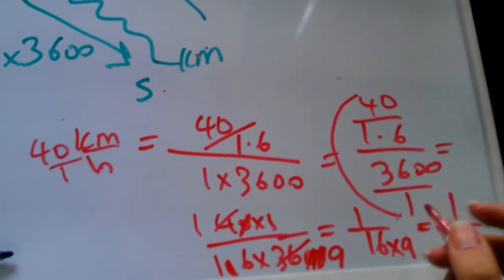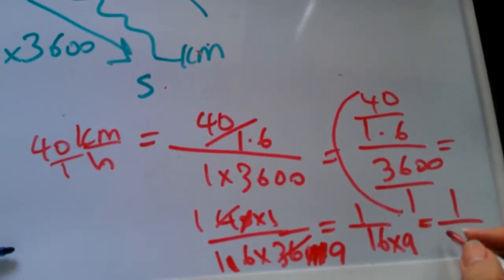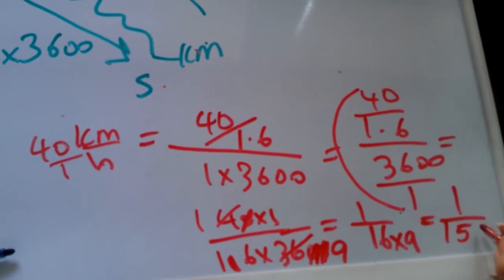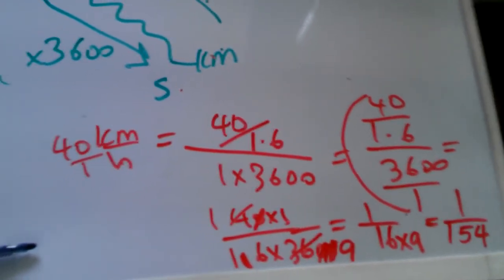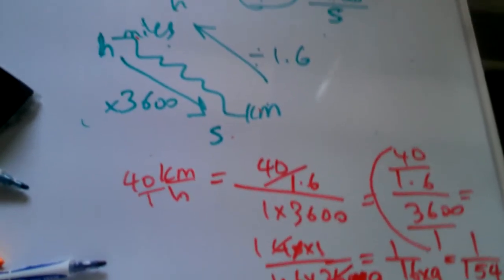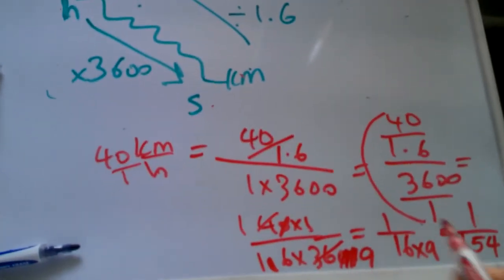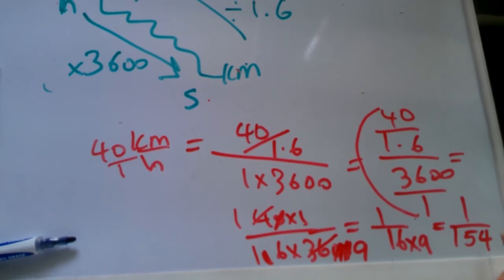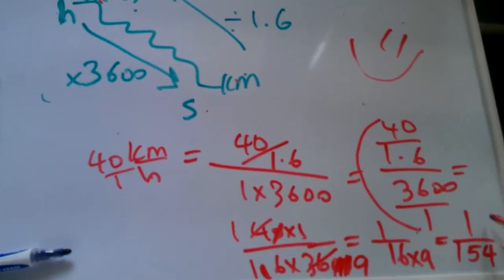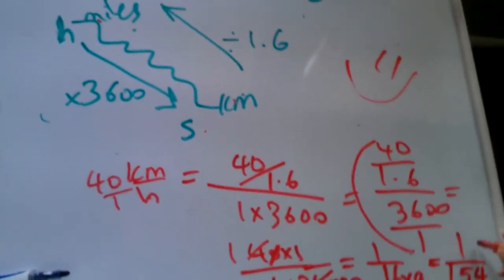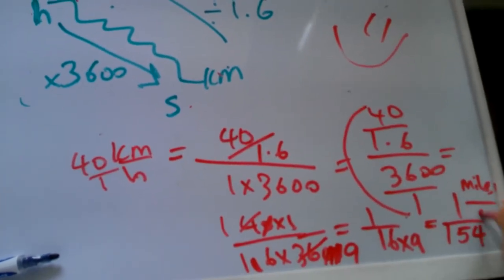It should be around 150. It should be 154 actually. So yeah, try not to use a calculator. This way you can just do it in your head and you would be proud of yourself, right? Anyhow, so that gives you miles per second. So this is miles per second.